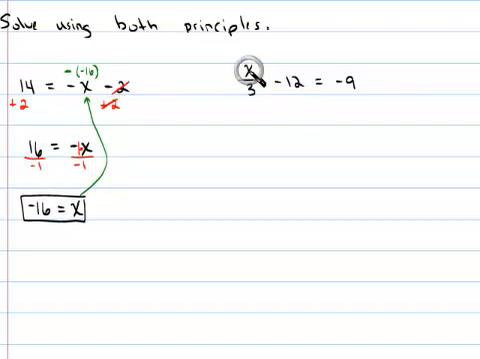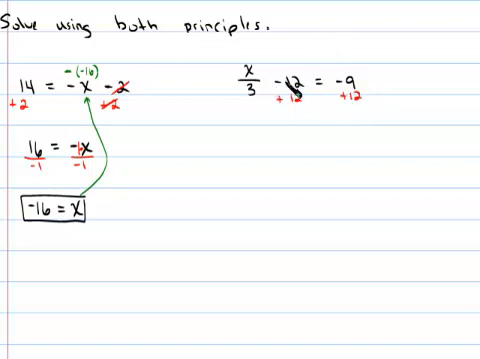The next one, we want to get x by itself. It says x divided by 3 minus 12 equals negative 9. Something divided by 3, take away 12, will give us negative 9. So if I want to solve for x, let's get rid of this 12 that we're subtracting first. So we add 12 on both sides. Whatever you do to one side, you do the other side.